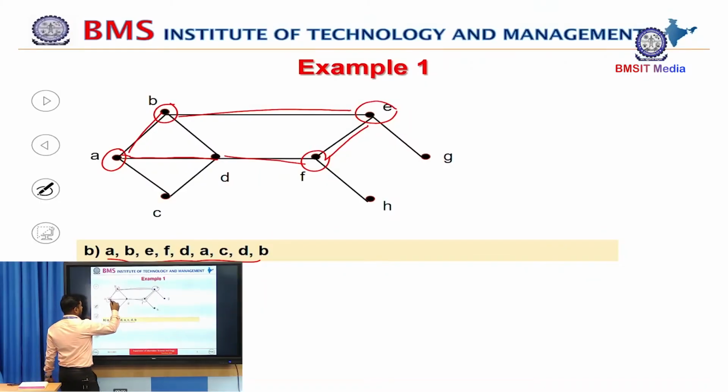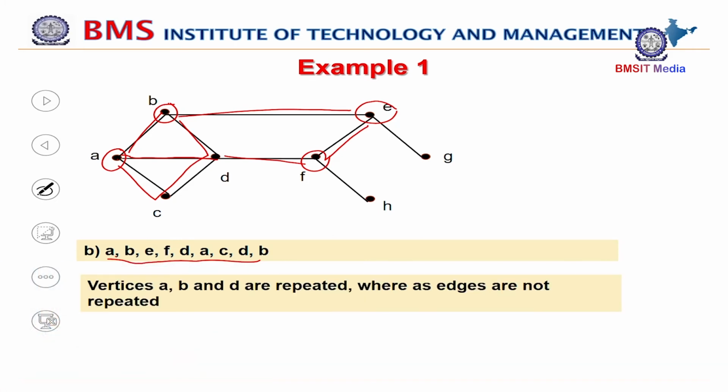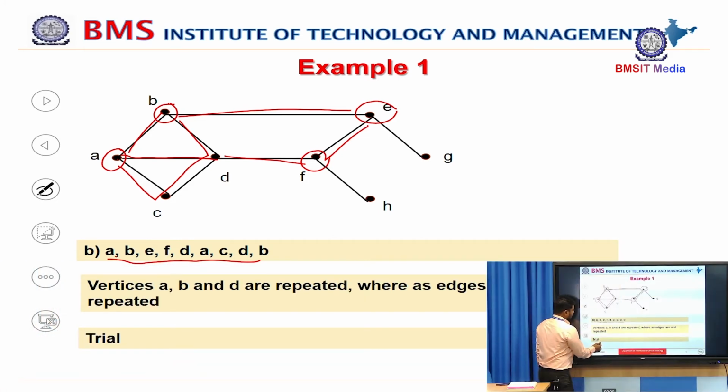Now, D, okay. Now, I reach A again, A to C and C to D and D to B. So, we are starting from vertex A and reaching vertex B. In between we have the repetition of vertices. So, obviously, this cannot be a circuit. So, this has to be a trail, because the vertices A, B and D are repeated.